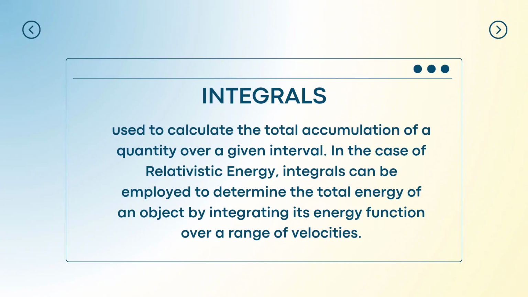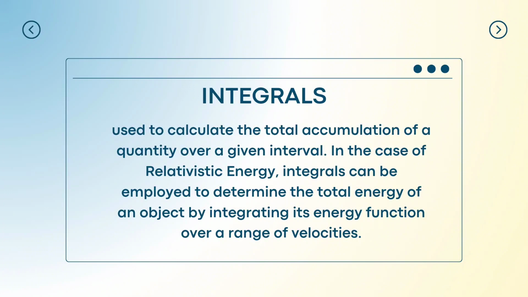And another example of an integral: let's say we have a particle with a relativistic energy function E equals m0 c squared over the square root of 1 minus v squared over c squared. We can use an integral to find the total energy of the particle within the specific velocity range, denoted as the integral of E dv.